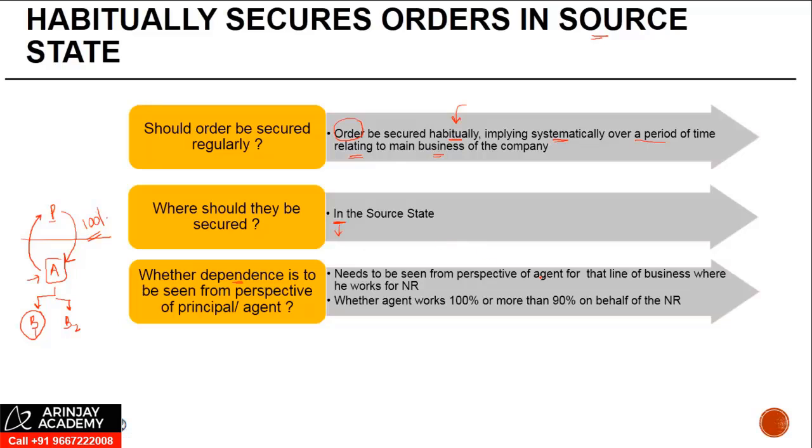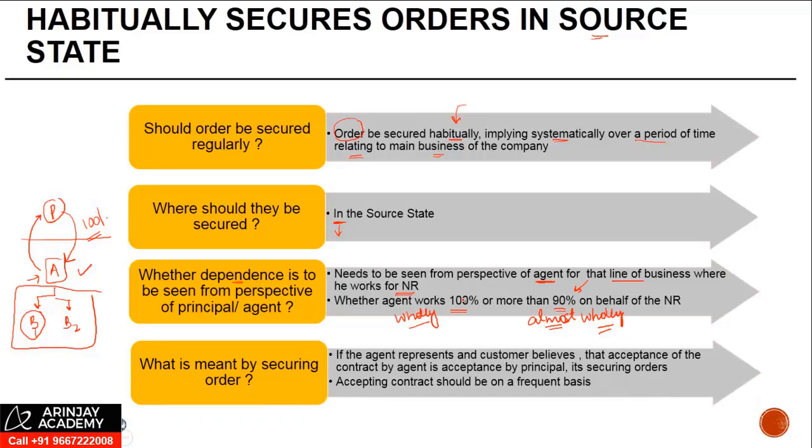The dependency needs to be seen from the perspective of the agent, which means, is he completely dependent on the principal, not only from an overall perspective, but for that line of business where he works for the non-resident. Whether the agent works 100% or more than 90% on behalf of the non-resident. So wholly implies 100%. Almost wholly has been interpreted in case laws to imply 90% or more.